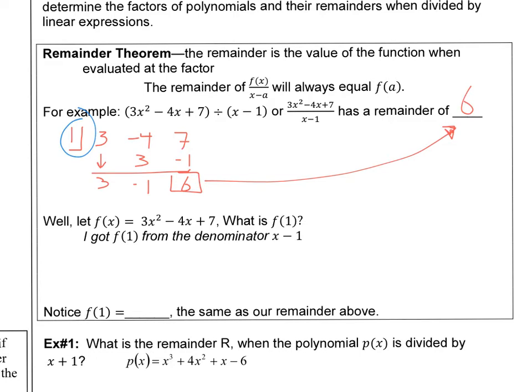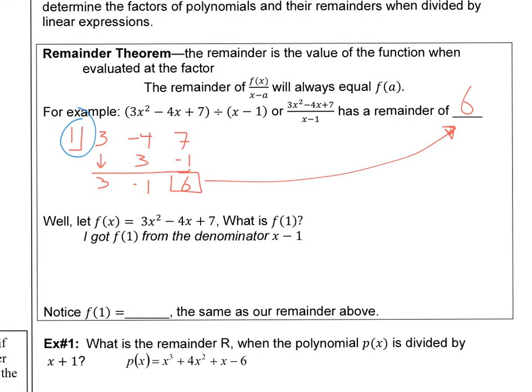Well, if I still look at this 1 here, remember I got that 1 because it's what makes the divisor 0. What would I get if I actually took this 1 and plugged it into the function that I divided from? That's the f of x that's on top. In other words, see how it's x minus 1, or x minus a. What is the a value here? The a value is 1. And what happens when I plug that a in?